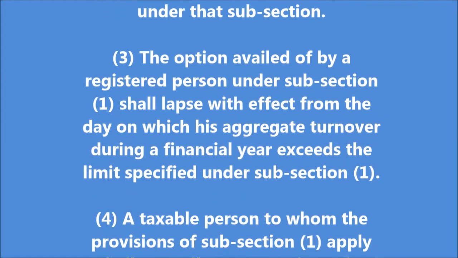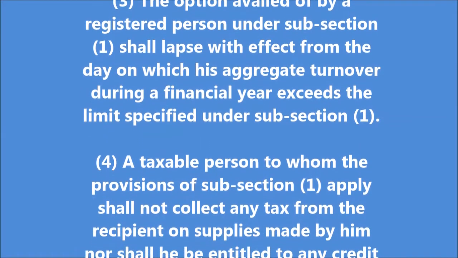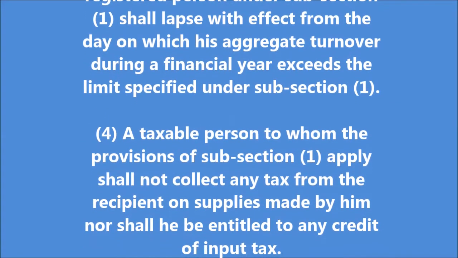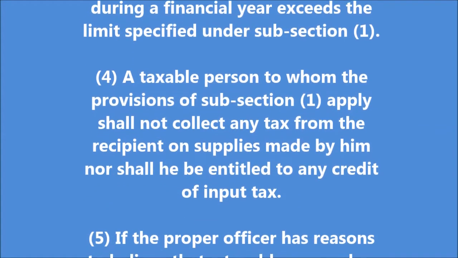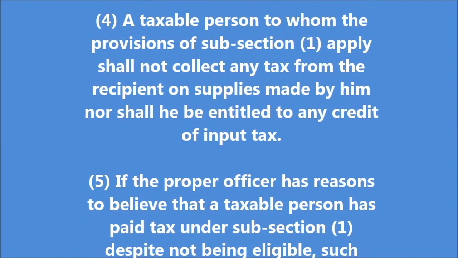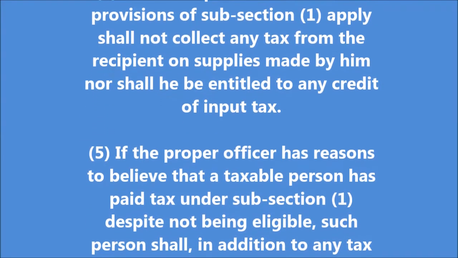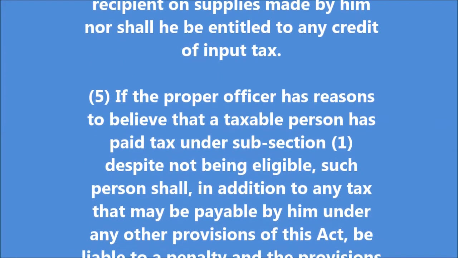Council. Provided that where more than one registered persons are having the same permanent account number, issued under the Income Tax Act, 1961, the registered person shall not be eligible to opt for the scheme under subsection 1, unless all such registered persons opt to pay tax under that subsection.